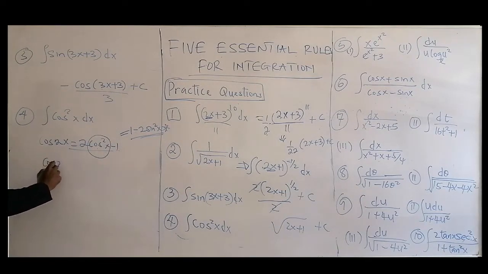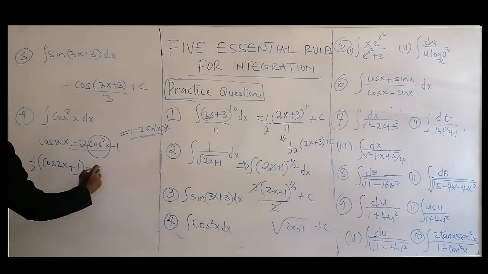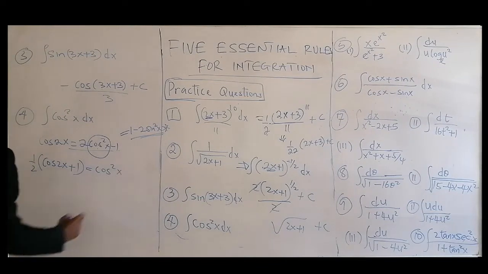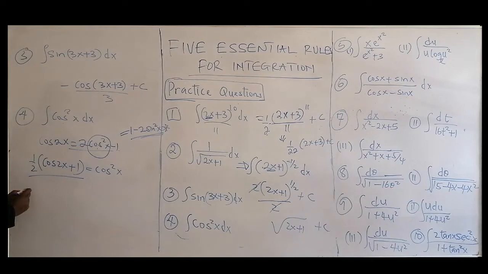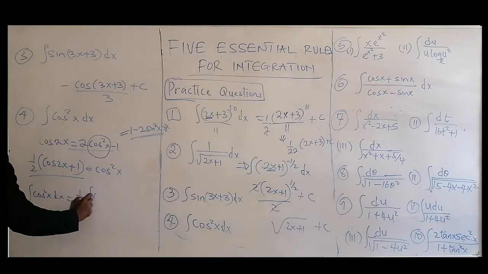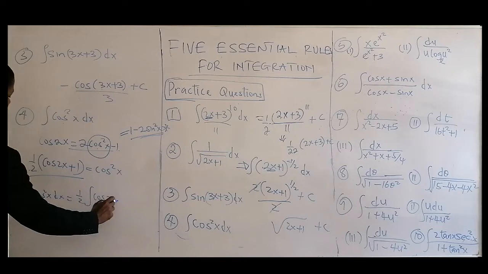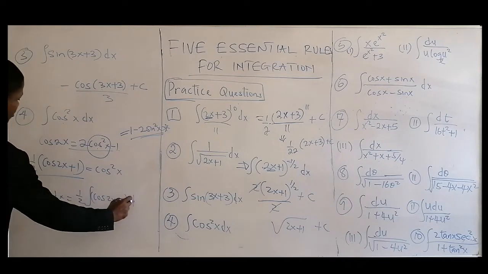So we have cos 2x plus 1. Then divide by 2, equals what? Cos squared x. So we're going to replace our question here with this expression. So we now have the integral of cos squared x dx is equal to half. Let's take the half outside the integration, into bracket cos 2x plus 1, dx.